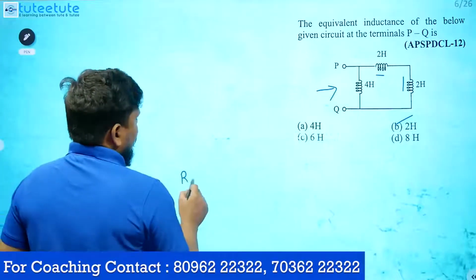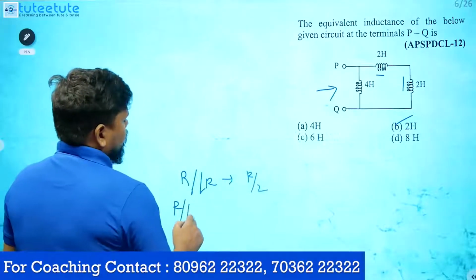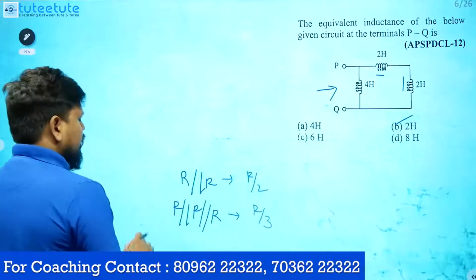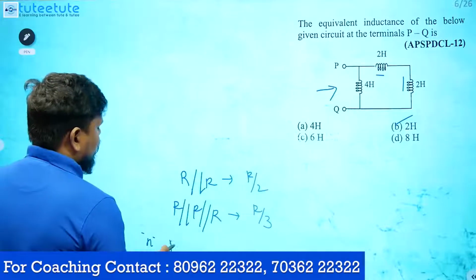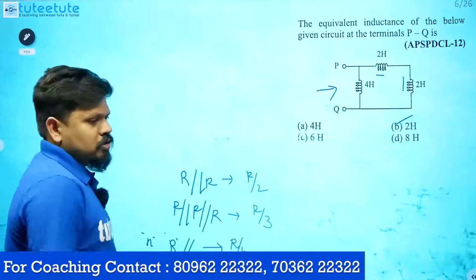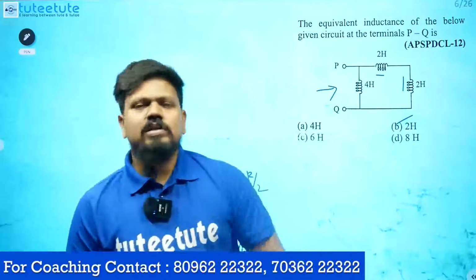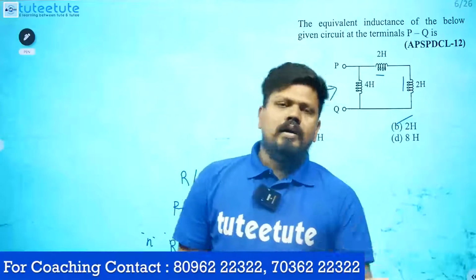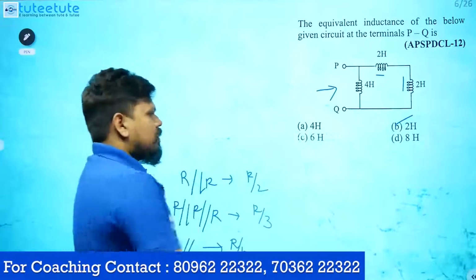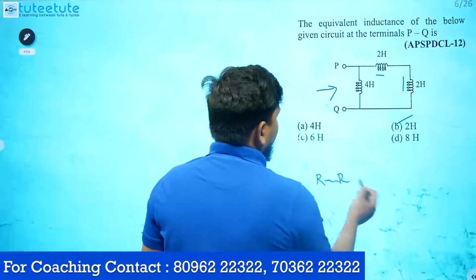So remember, whenever R is in parallel with R, you will get R by 2. R in parallel with R in parallel with R, you will get R by 3. Whenever n number of resistances of R value are connected in parallel, you will get R by n. This is also one of the previous bits, but they will give it as a statement: when n number of resistances of equal values are connected in parallel, what is the equivalent? You will get R by n. Similarly, when they are connected in series, like R and R in series, what will you get?